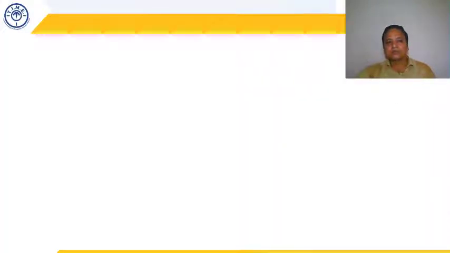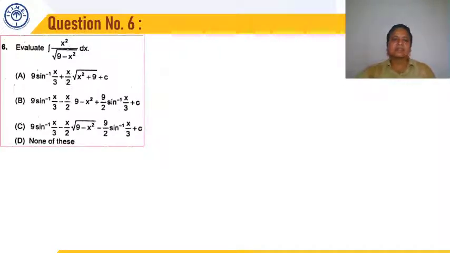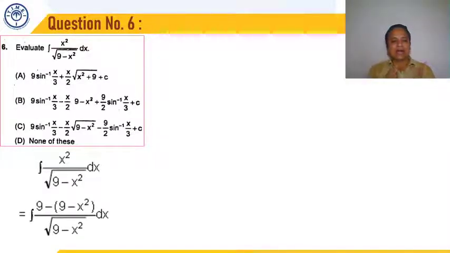Moving further, we come to question number 6 of the handout. It says evaluate integral of x square upon under root 9 minus x square dx. And we had 3 choices and 4 choices, none of these. So we simply in the numerator add and subtract 9. So it becomes 9 minus 9 plus x square, or 9 minus, taking the sign common, it becomes bracket 9 minus x square. We are just trying to replicate the denominator in the numerator, so that the formula can be applied straight away.